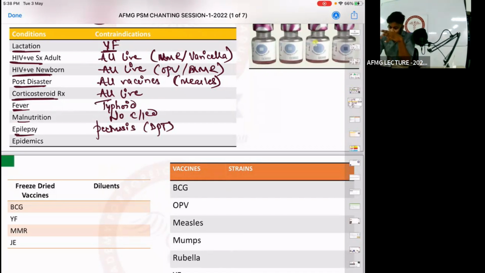But in cerebral palsy, which vaccine would be contraindicated? No contraindications would be seen. No contraindication, because epilepsy is a progressive neurological disease, but cerebral palsy is a non-progressive neurological disease. So pertussis will not cause any harm in cerebral palsy either. Okay? Last, epidemic. Which vaccines are contraindicated during an epidemic?